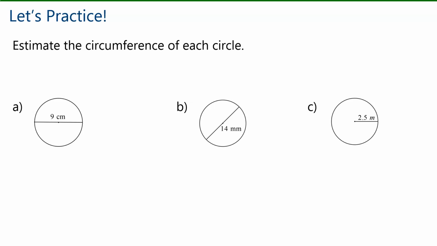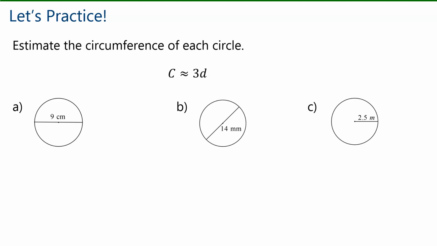So let's use that relation here to estimate the circumference of each circle. So we can write the relation between circumference and diameter as this equation here. The circumference is approximately 3 times the diameter. The squiggly lines are what we use when we're typically estimating.